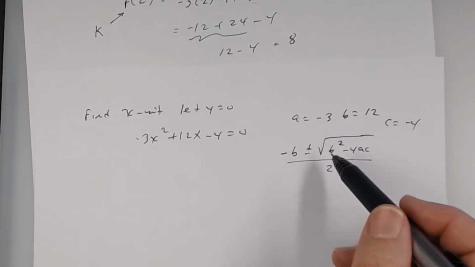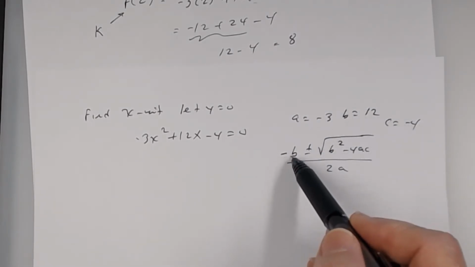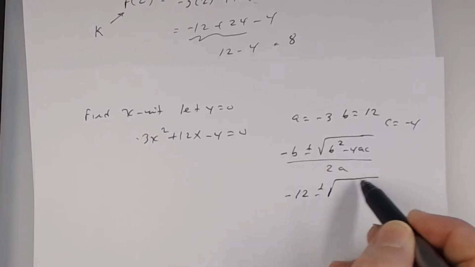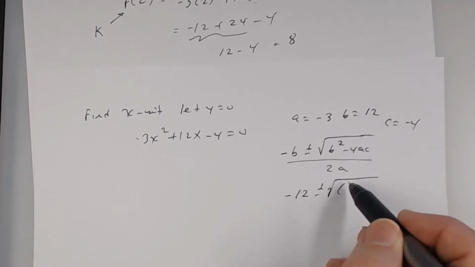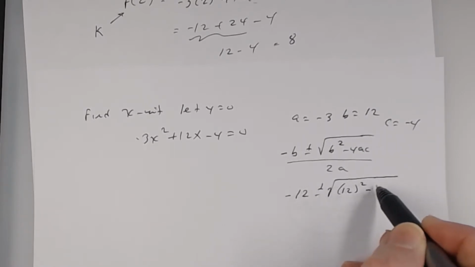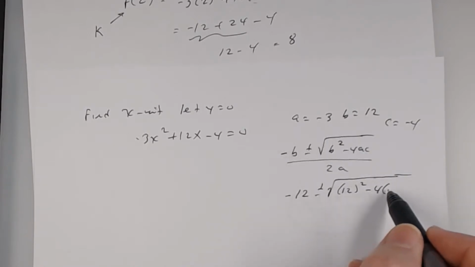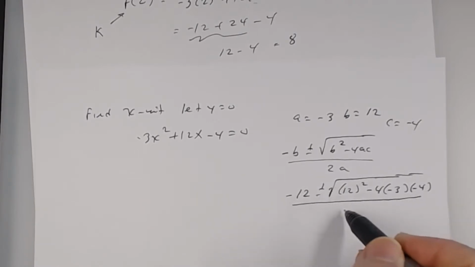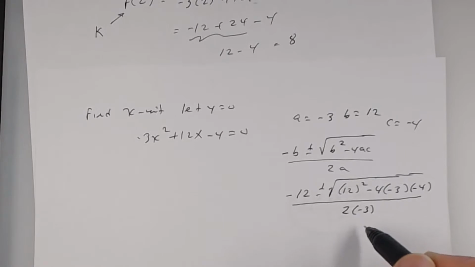So let's go ahead and plug in. What's the opposite of B? What's the opposite of 12? Negative 12. Plus or minus the square root of B is 12, so I'm going to square it, right? Minus 4 times A. A is negative 3 times C, which is negative 4, all divided by 2 times negative 3. That part's not new. You had this on the second test or the first test. You had this last semester as well. That was on your final using a quadratic formula.